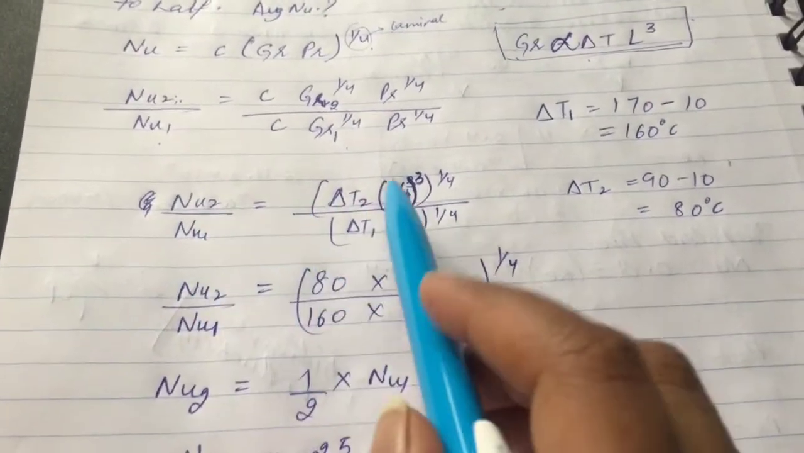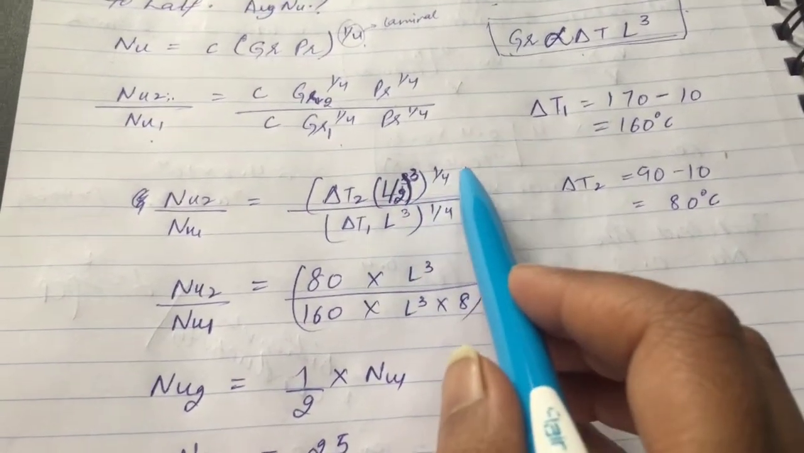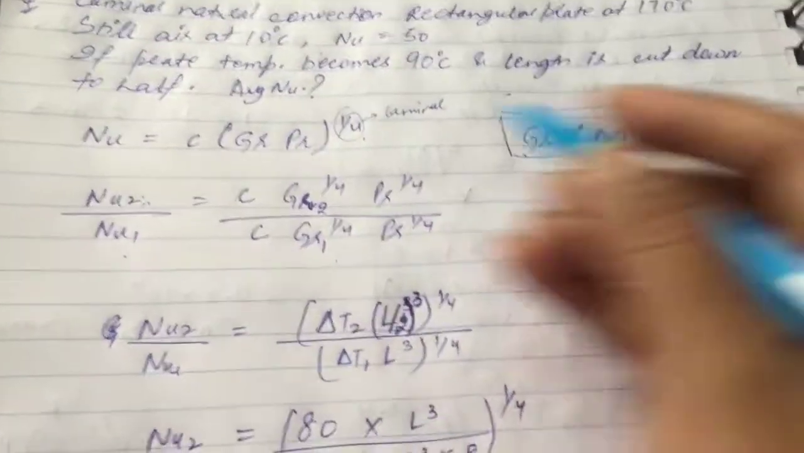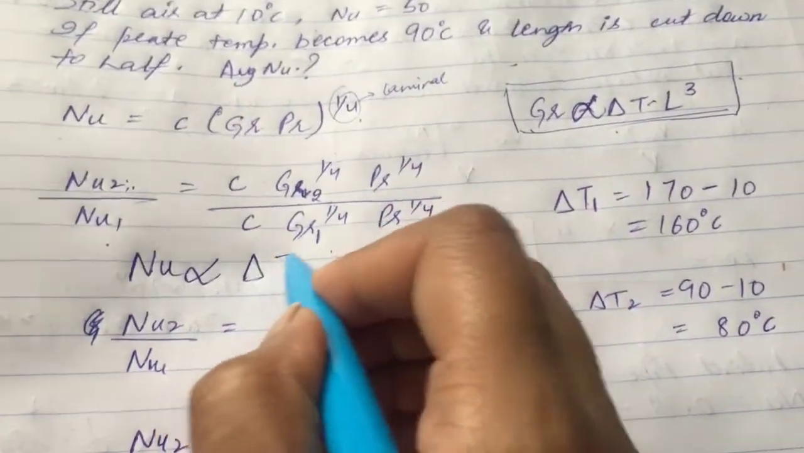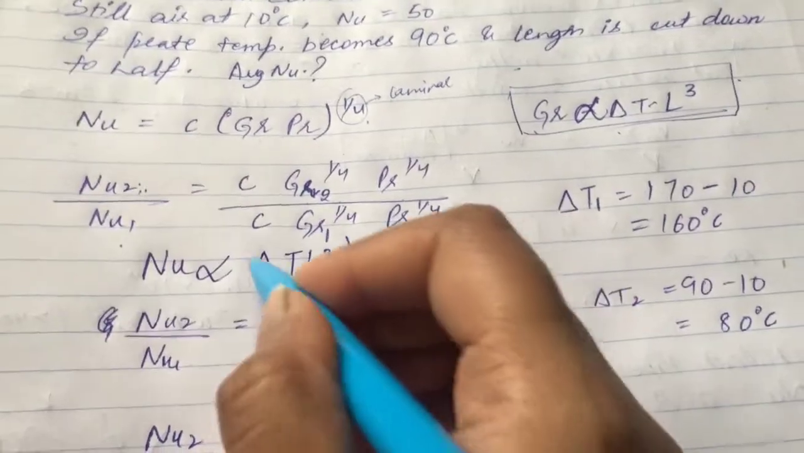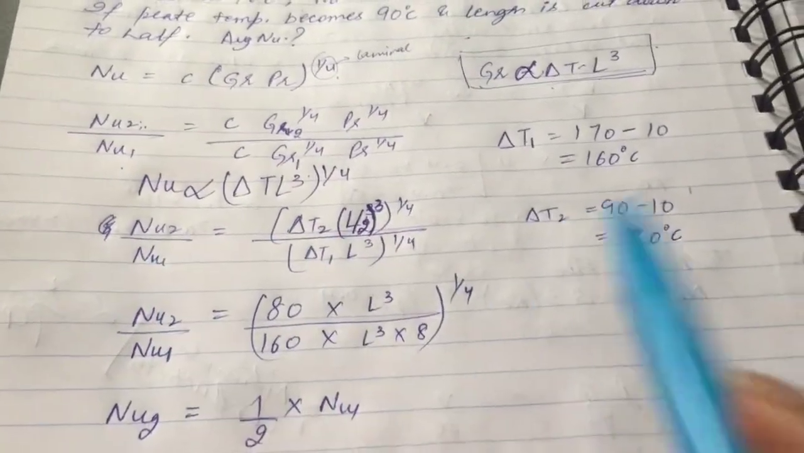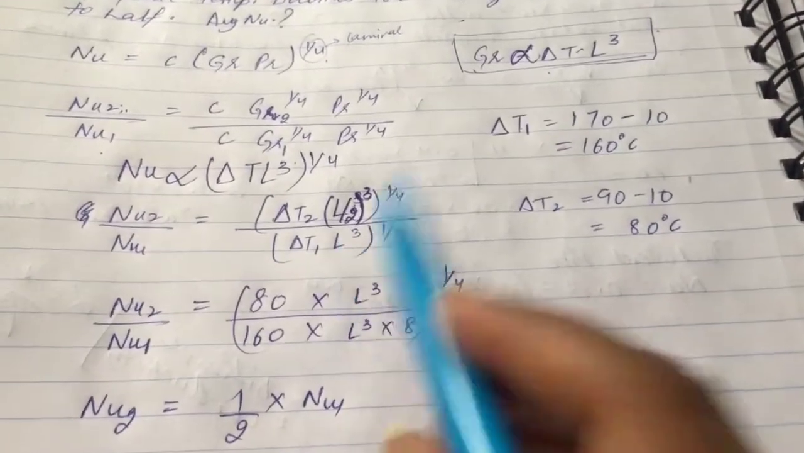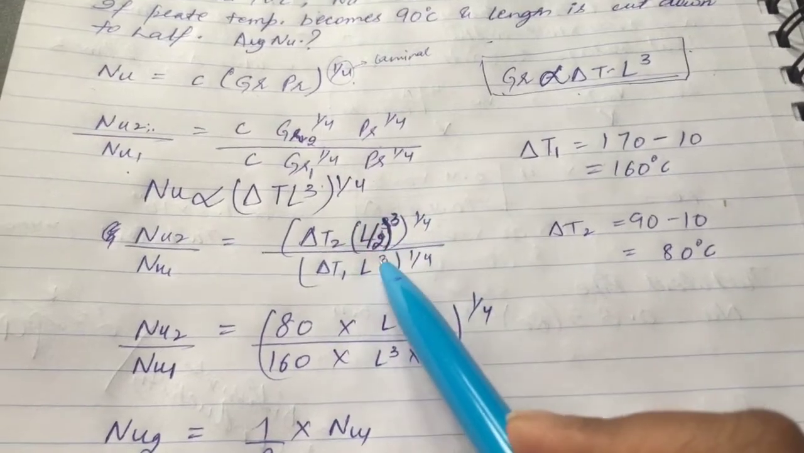So Nusselt number would be directly proportional to delta T into L cube to the power 1 by 4. From both these relations, we can see that Nusselt number is directly proportional to delta T L cube to the power 1 by 4. So the initial length was L, and now the final length has become half of it. So it is L by 2.